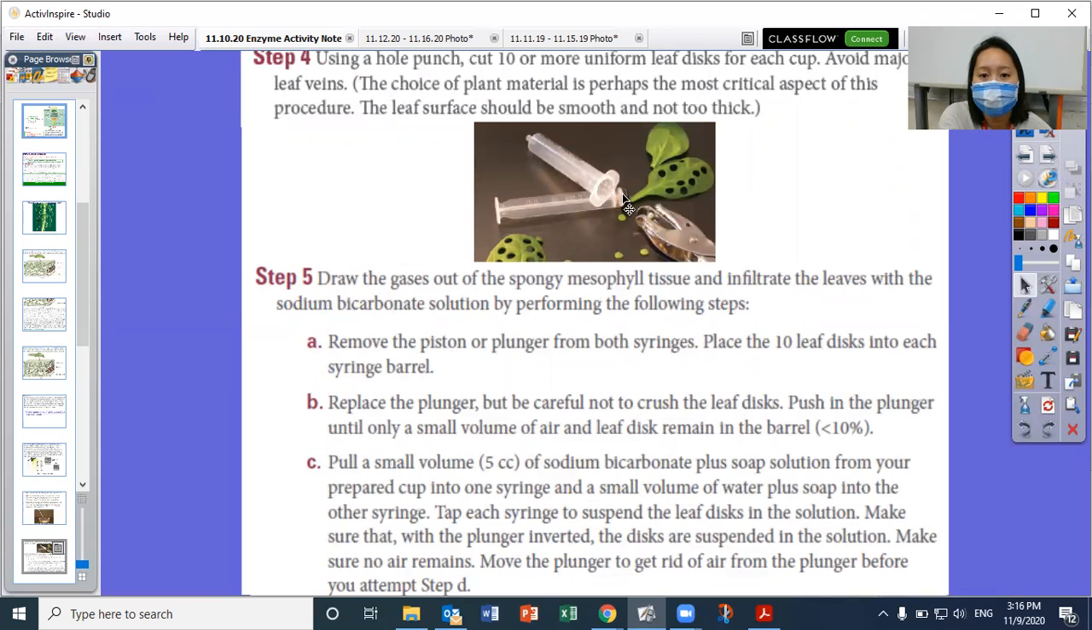I have already punctured the holes out of the spinach leaves. We're using spinach. We're not using kale or anything else. And I've punctured over 20, so we're going to be having more than 10 in each one, but we'll only be recording until 10 leaf discs rise up from the bottom. So you don't have to worry about there being too many inside of a syringe or inside of a cup, because we're just going to be taking into consideration when 10 are done doing their job.